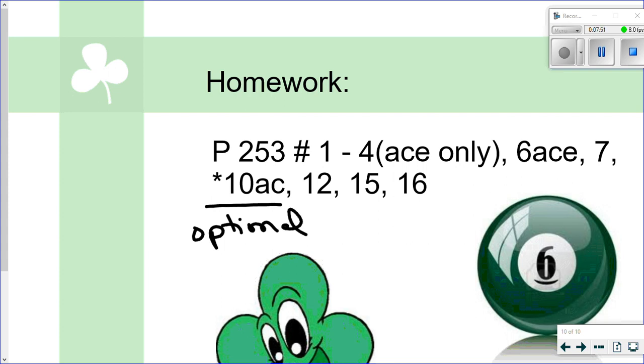The last question here, question number 10 AC, is optional. So if you want to do it, that's great. I do recommend it, but it is not mandatory.